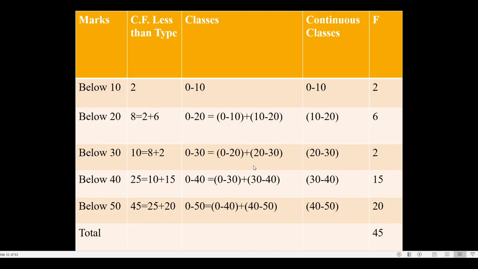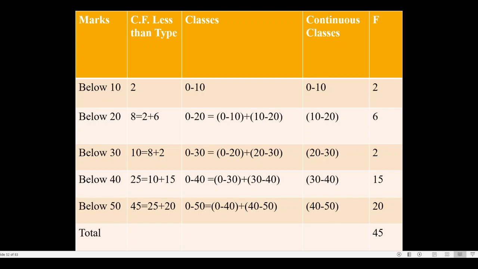Then here we have continuous classes which are 0 to 10, 10 to 20, 20 to 30, 30 to 40 and 40 to 50, and corresponding values of frequencies are 2, 6, 2, 15, 20, and if we add these values we get the sum of frequency which is 45. This is our final problem in the continuous form.